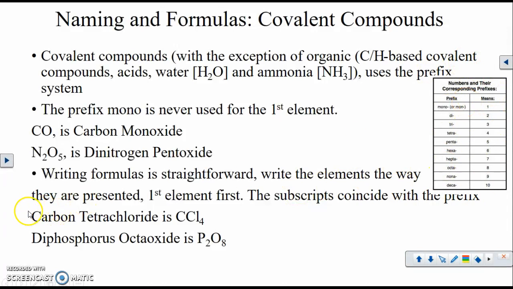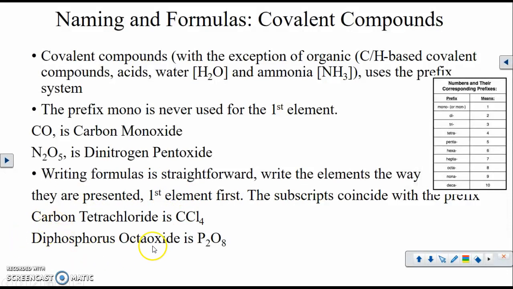Going the other way, writing formulas is straightforward because again we have the prefix system. So if I tell you carbon tetrachloride, carbon with no prefix means there's only one carbon, and tetra means 4, so that means there's 4 chlorine. So all we do is we write C followed by Cl4. A very important thing is you always write the first element first.